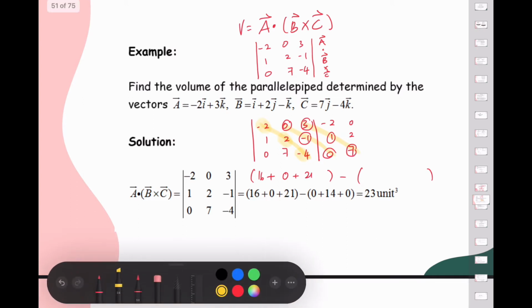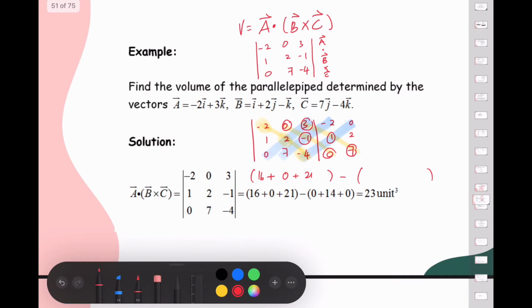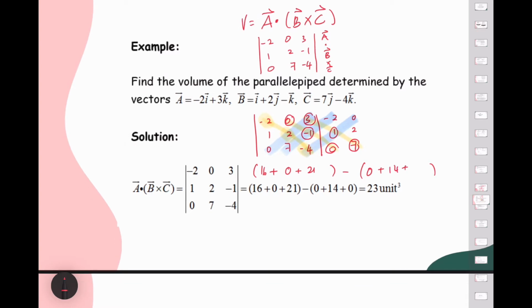Okay, then we have another here from the bottom here. Okay, so we have 0 times 2 times 3 is 0, plus 7 times negative 1 is negative 7, negative 7 times negative 2 is 14, plus negative 4 times 1 is negative 4 times 0 is 0. Okay, so you have here 16 plus 21 is equal to 37. Okay, and you have minus with 0 plus 14 plus 0 is 14. So 37 minus 14 is equal to 23 unit cube. So this one is the volume of the parallelepiped.